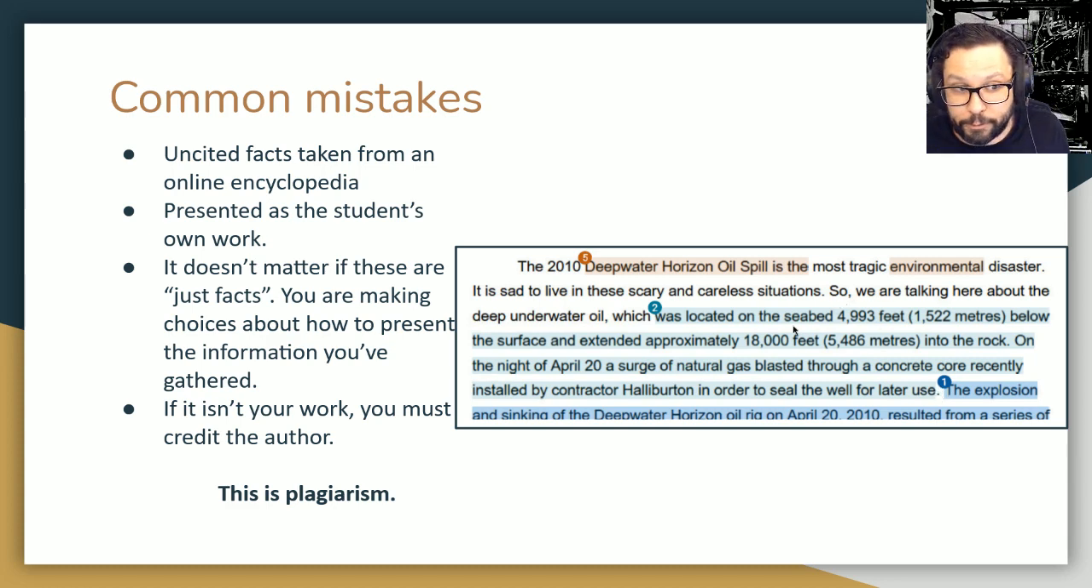with a bunch of facts and figures, but none of it is cited. So in this case, the student did not cite Britannica, which is where this information came from. In fact, this whole sentence is copied and pasted directly from Britannica. So it's not cited in the text. Britannica is also not cited in the endnotes. There's no reference at all to Britannica, even though this information clearly came from that website.